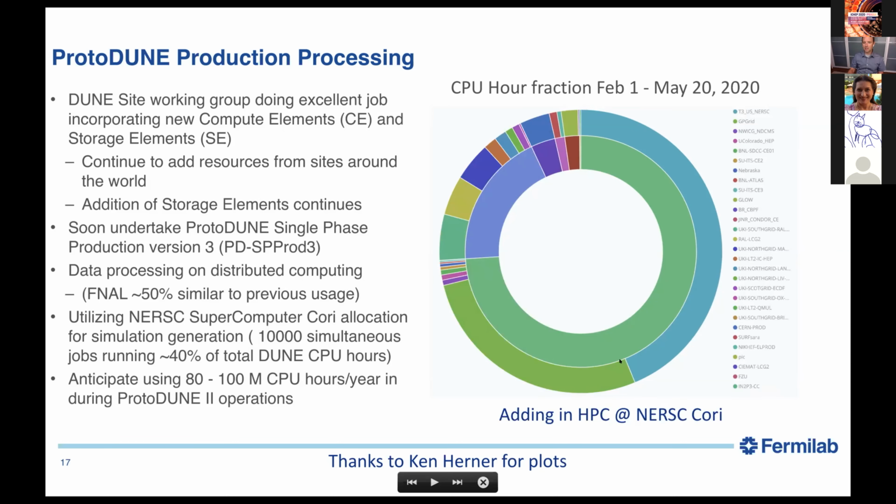If we add that in, NERSC ends up being this large outside band right out here, and it actually ends up being 40% of our total DUNE CPU hours for processing this February through May. We anticipate that we're going to need between 80 and 100 million CPU hours during the ProtoDUNE Run 2 operations. So that gives you a scale for how much we're going to need.